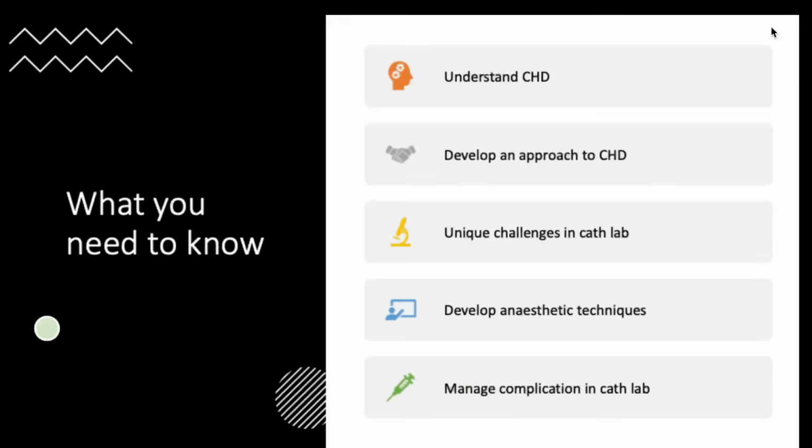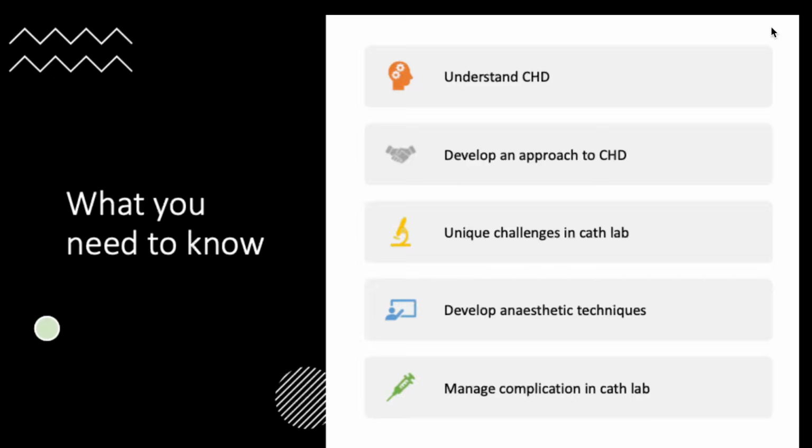All right, so what do you need to know? I think you really need to, firstly, as a baseline, understand congenital heart disease, okay? So in your mind's eye, as you sleep, as you go to the toilet or whatever, I want you to be thinking of what is the fetal circulation, what is the neonatal circulation, versus what is the adult circulation, and those are different things.